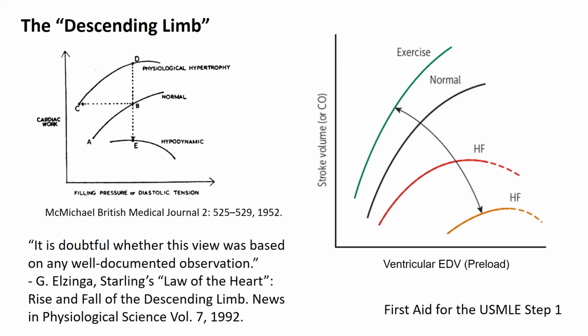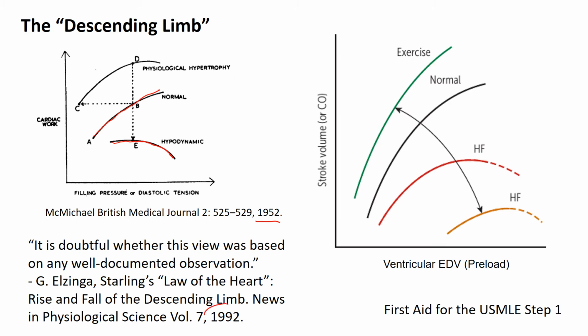So here, from a 1952 paper, here's a normal Frank-Starling curve, okay, and then a hypodynamic or mechanically failing heart, you get a descending limb. In fact, the whole thing is descending in this example.